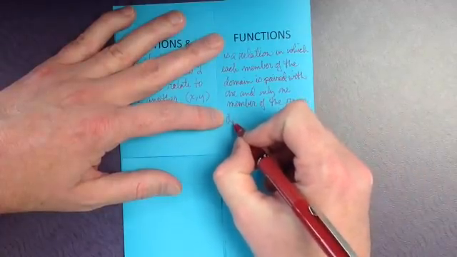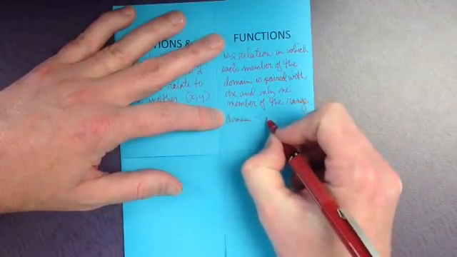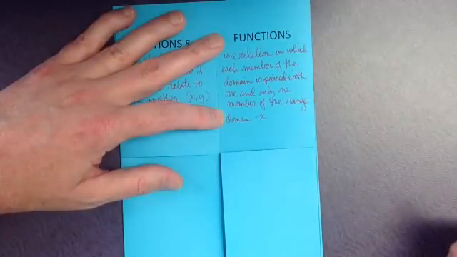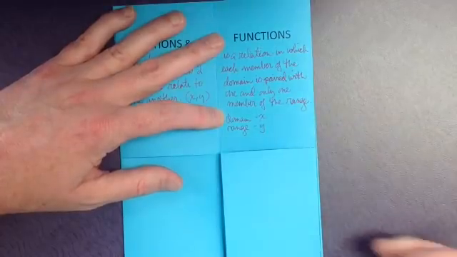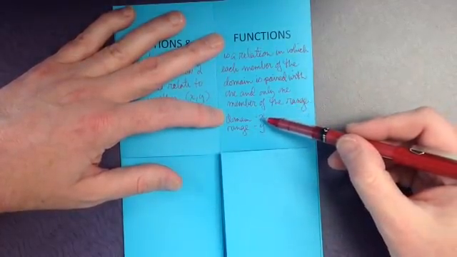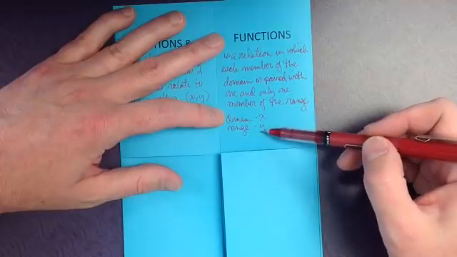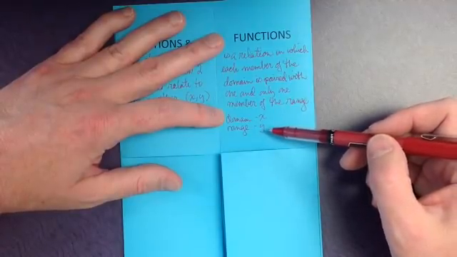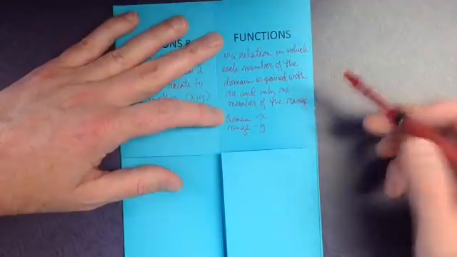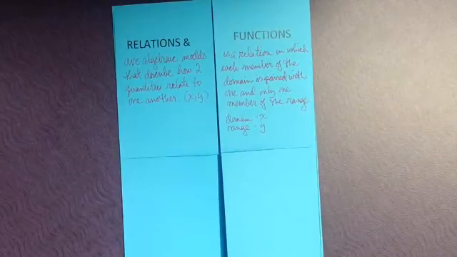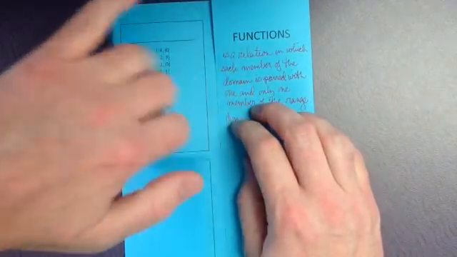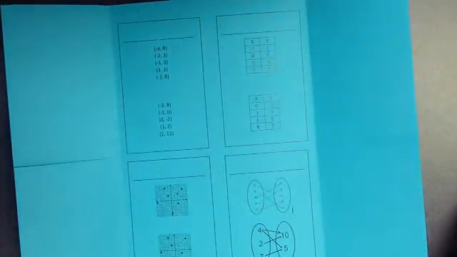Well, the domain is always going to be the set of x's in the xy pair. And the range will be the y. So every time we talk about the domain, we're talking about the x's, and every time we talk about the range, we're talking about the y's. Okay? So now, you can represent functions in lots of different ways, and we're going to talk about 4 of those ways right now. So we're going to open up our foldable, and we're going to look at the 4 different ways that you can represent functions.